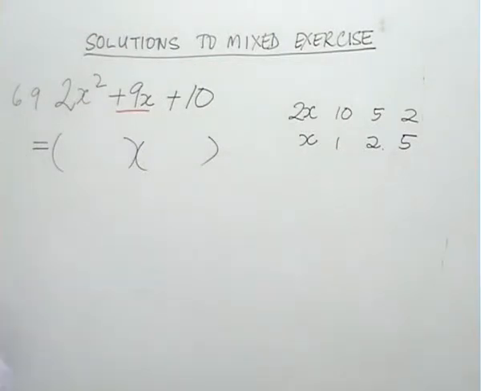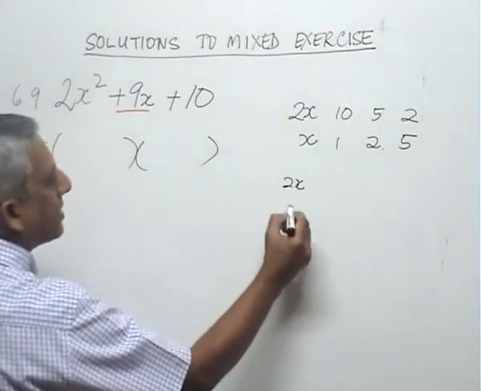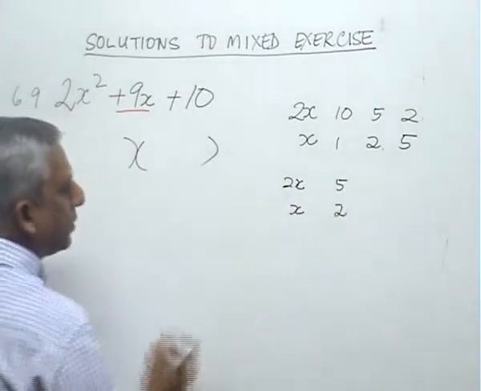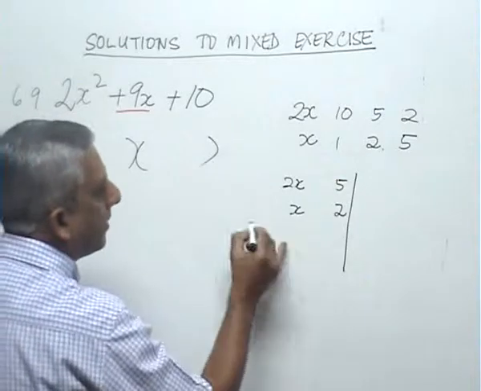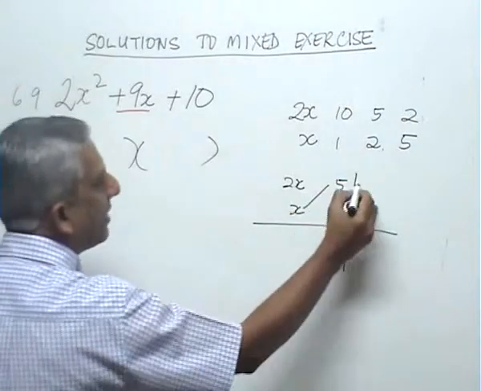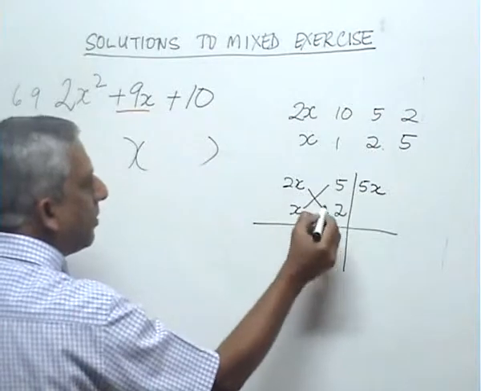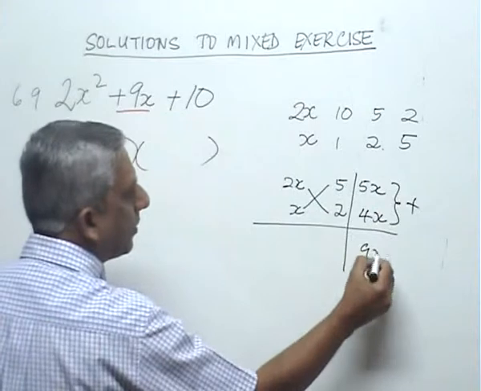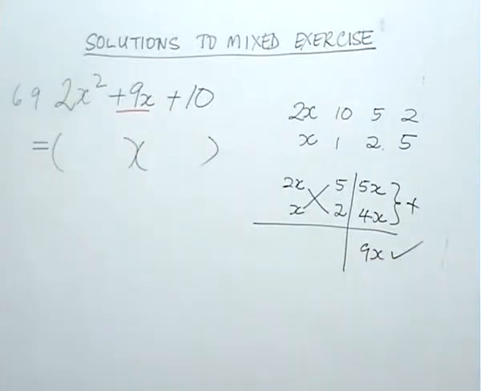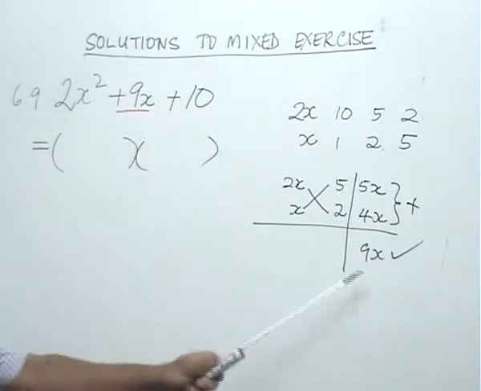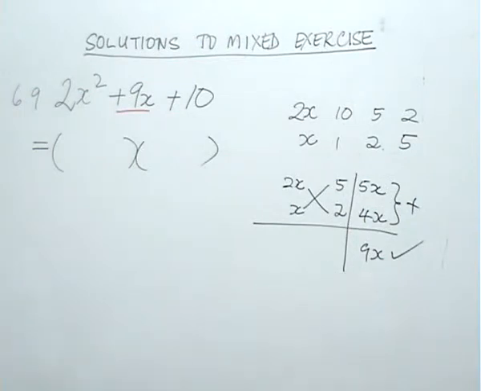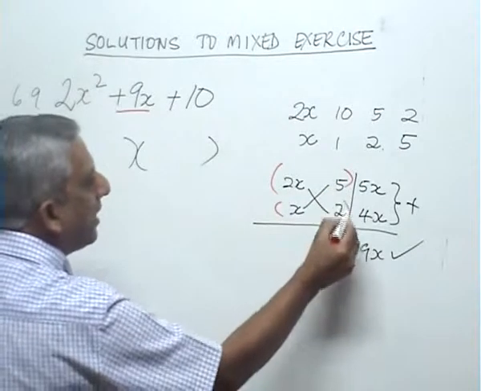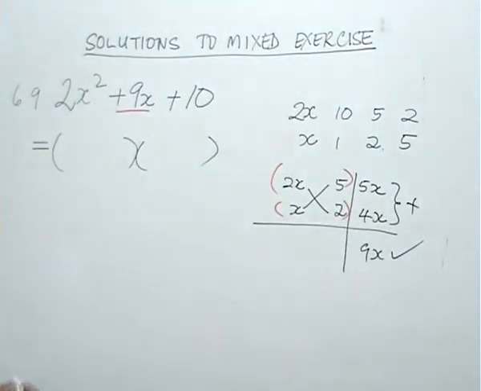Now let's say this time we're choosing 2x and x, and we're choosing 5 and 2. And then we multiply, that gives us 5x, multiply here, that gives us 4x, we add them up, we get 9x, and we are very happy now because we found the middle term.